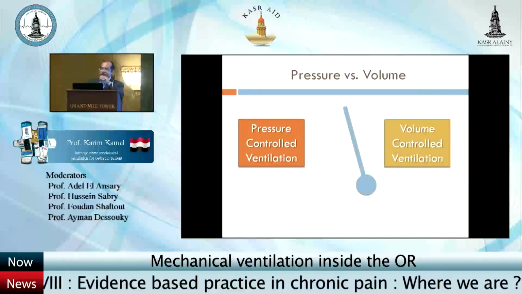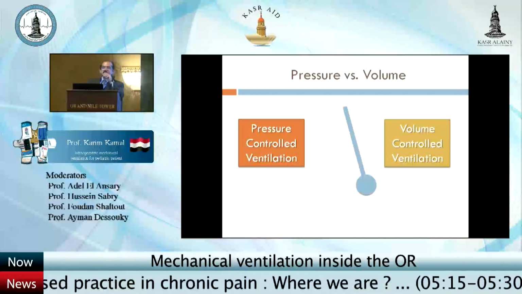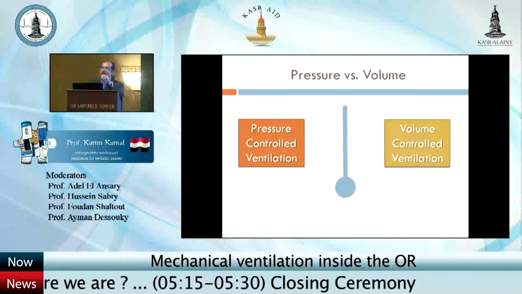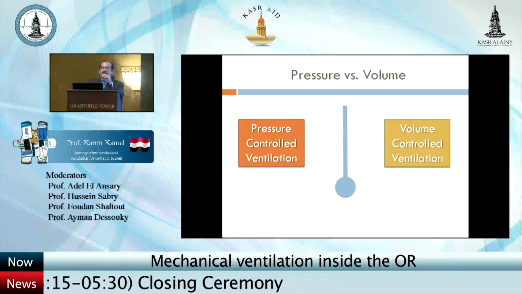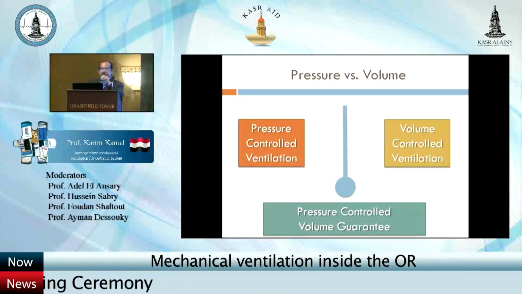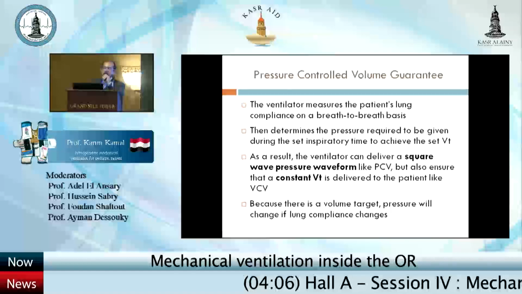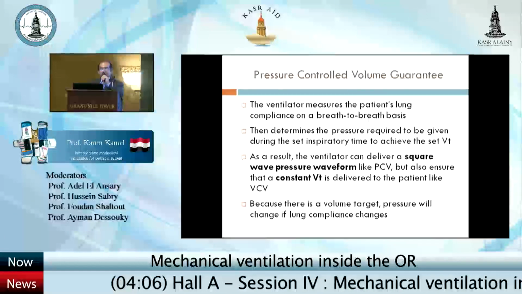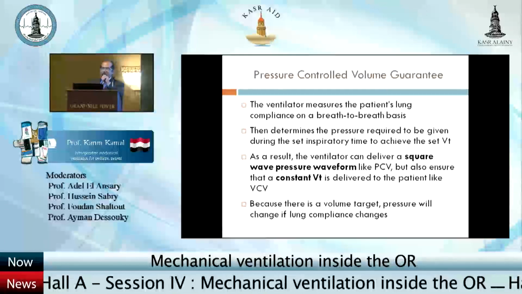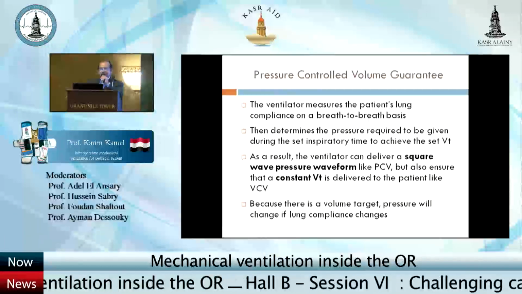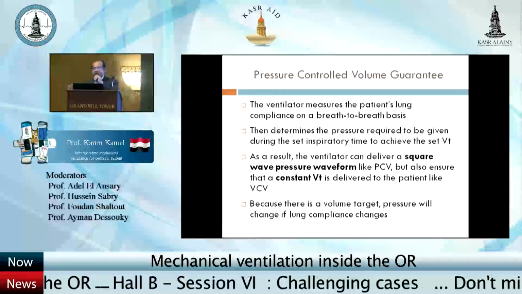So the anesthesia machine manufacturers started thinking, and the pendulum started moving again, but this time it stopped in the middle because they invented what is known as pressure controlled volume guarantee. What is pressure controlled volume guarantee? It is a mode in which the ventilator measures the patient's lung compliance on a breath-to-breath basis, then determines the pressure required to be given during the set inspiratory time to achieve the set tidal volume.